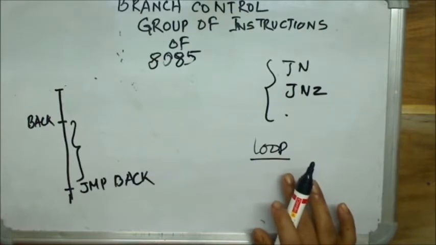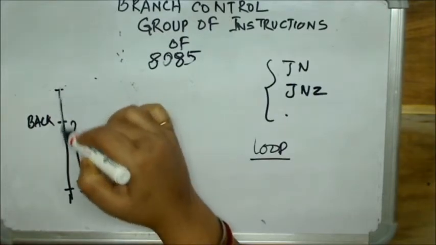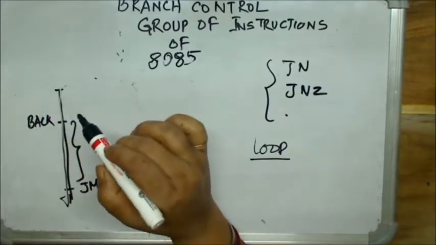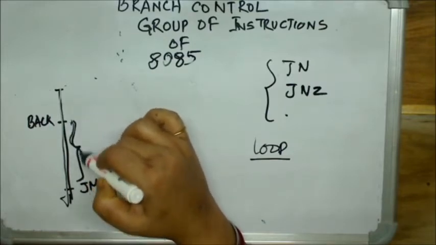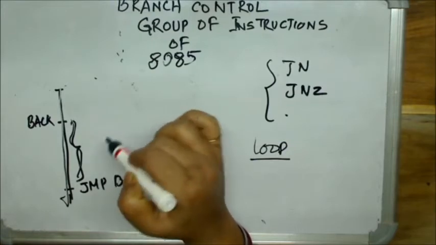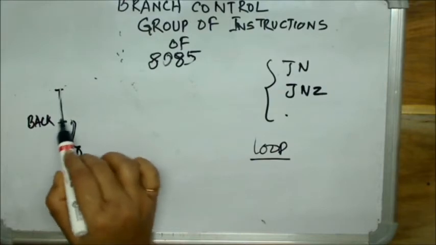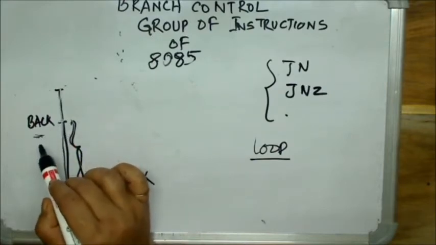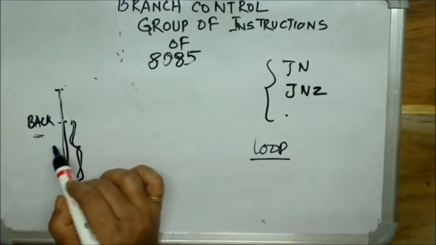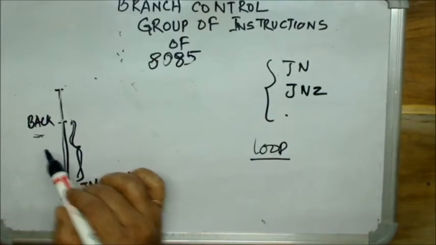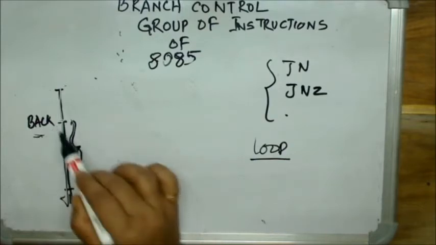First, you are making an infinite loop. They are also useful. Now suppose this is your program. This is the section you want to execute again and again. Now you are putting here a label, back. You can put any label by any name. I have given the name back. Now here you want to go back.